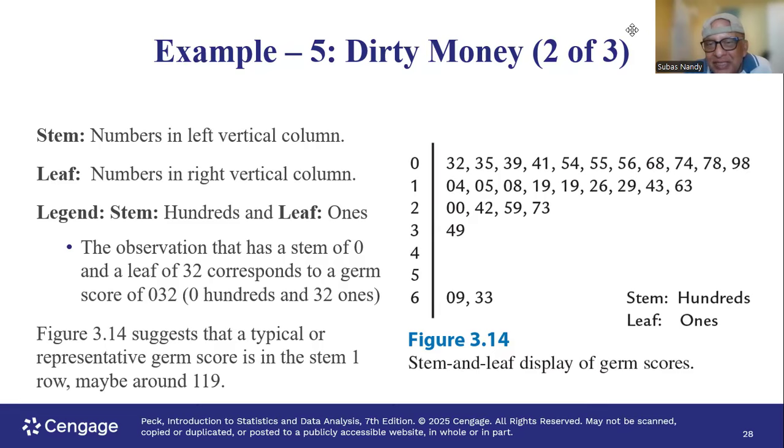Maybe around 119 because that number is repeated. As you can see, the stems with 0 and 1, 0 in the hundreds place and 1 in the hundreds place, those two stems have the maximum number of leaves. So the center of these numbers will be in those two stems, 0 and 1.